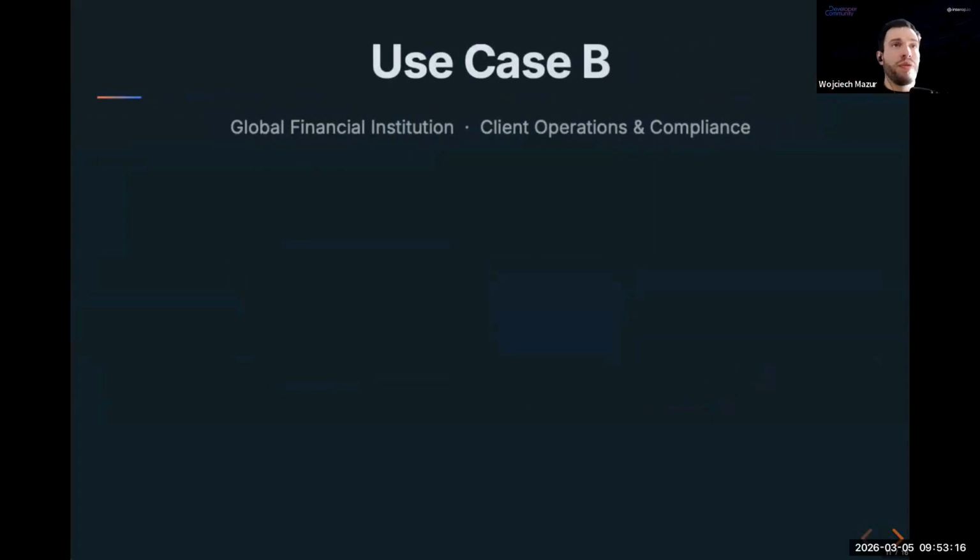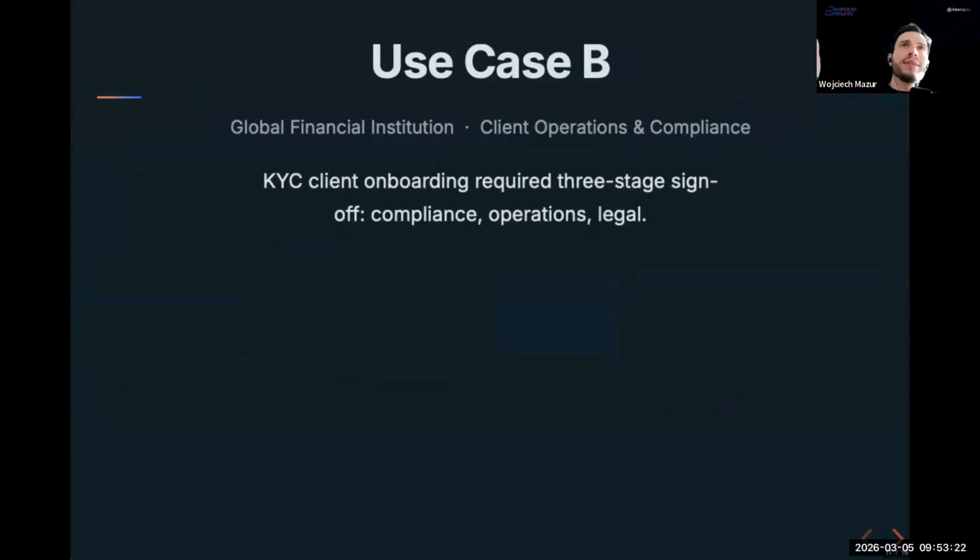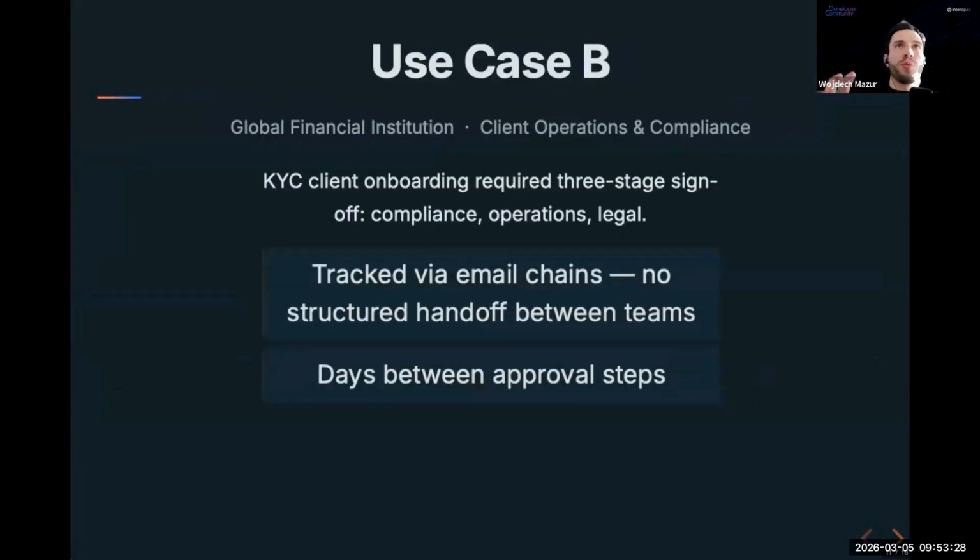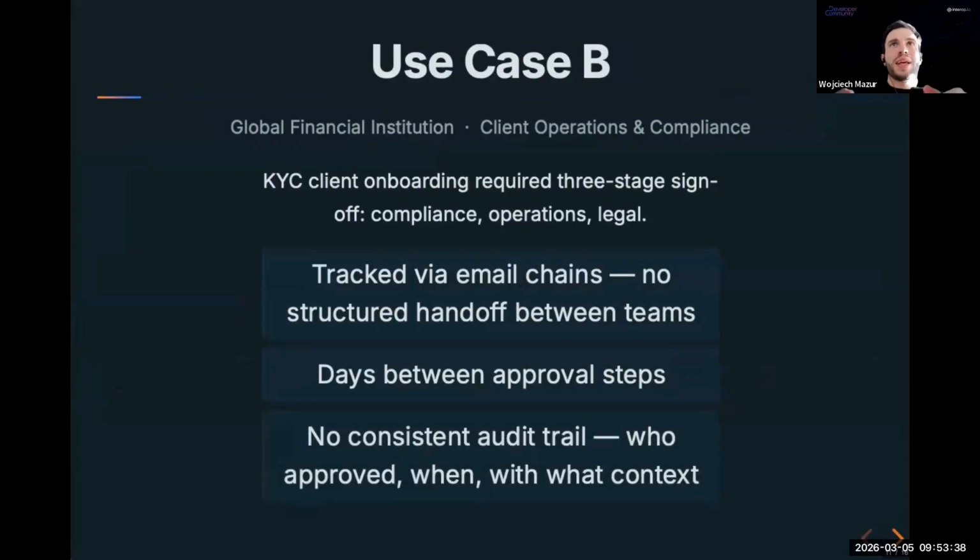This is again a global financial institution, mostly related to client operations and compliance. And this client didn't have a settlement problem, they had an approval problem. The compliance, operations, and legal teams needed three sign-offs, and this was tracked via email. And sometimes, you know what it is with email, sometimes they got lost, sometimes it lasted days before somebody responded to an email. So what can you do with it?